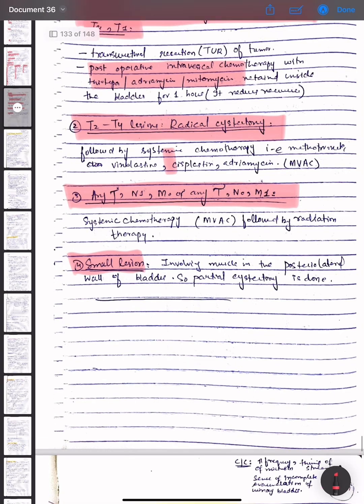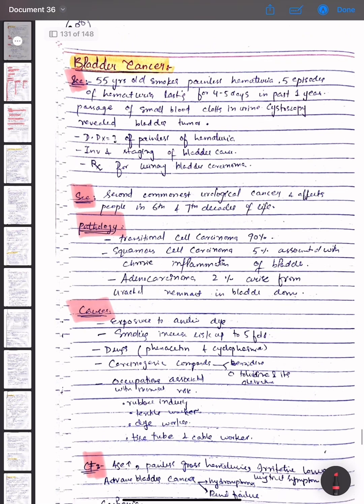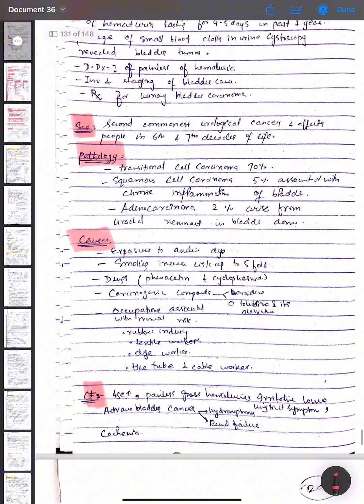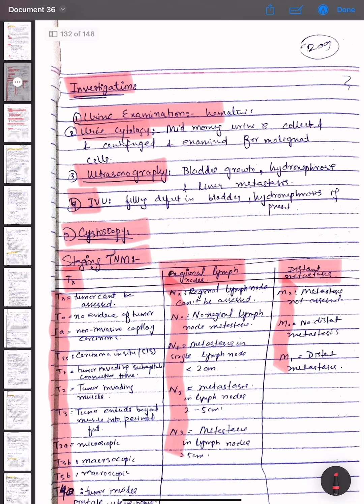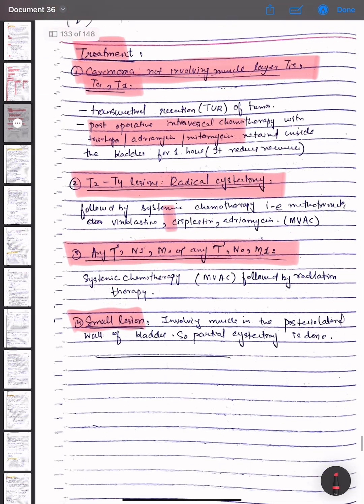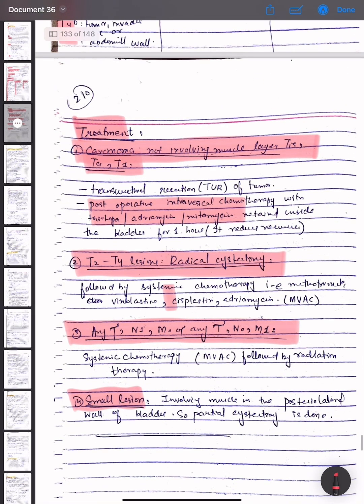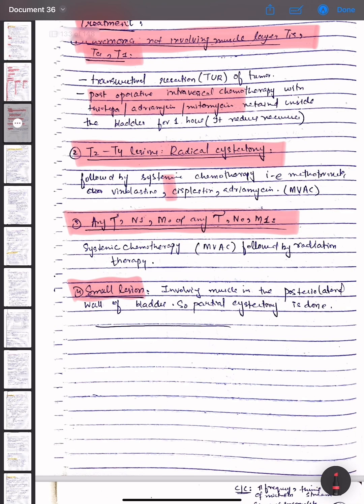So we have discussed bladder cancer, the scenario for it, then the pathology, the different causes, the clinical features, and the investigation options. The investigation options are urine examination, urine cytology, ultrasonography, intravenous urogram, then cystoscopy. Then we did the TNM staging, and then the treatment options for the different stages: carcinoma not involving the muscle, the treatment option for T2 to T4 lesions, for any T and N or any T and M1, and for small lesions.